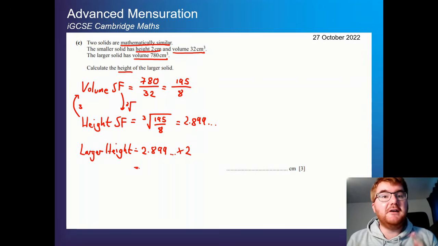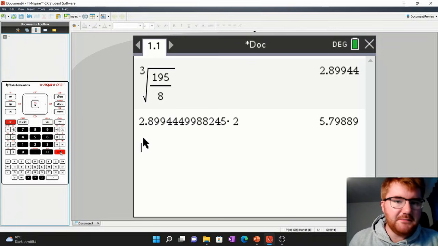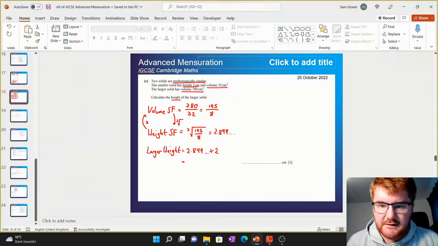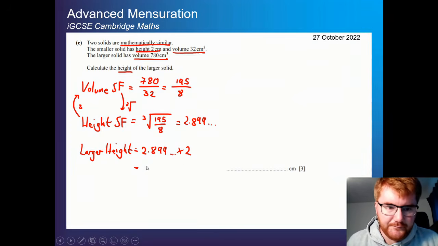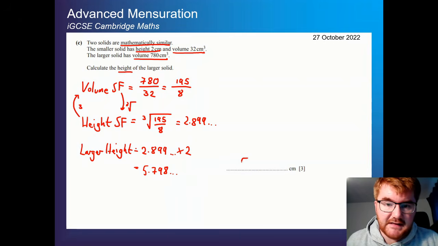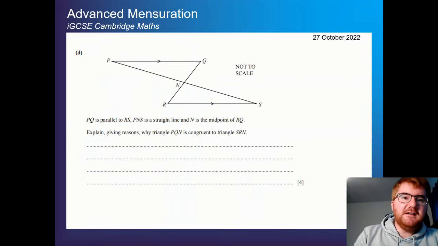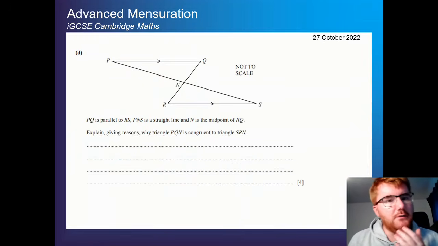So if you go back to the calculator once more, okay, so we'll take the answer, again using that answer trick, and then times by 2, giving us the final answer here of 5.798, like so. And again, we generally round this again to 3 significant figures, so that gives us 5.80, like so.